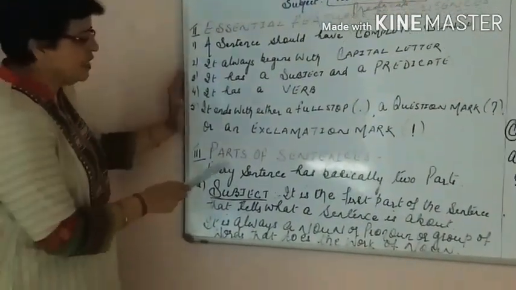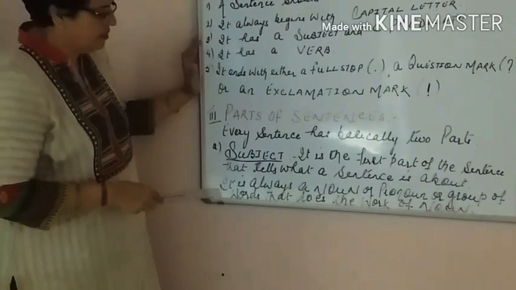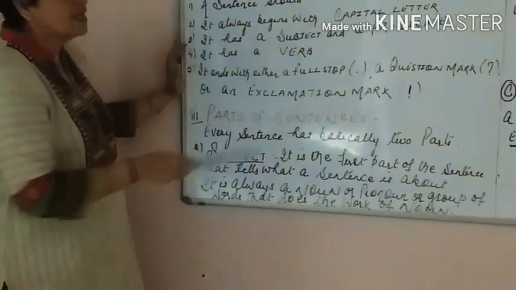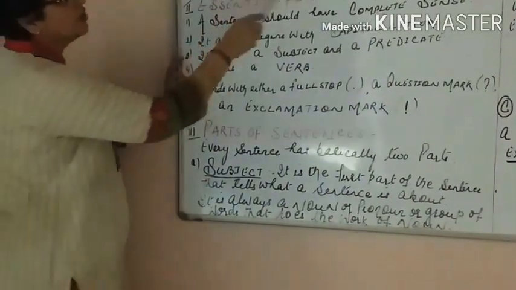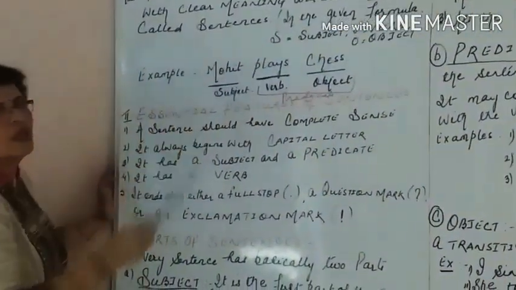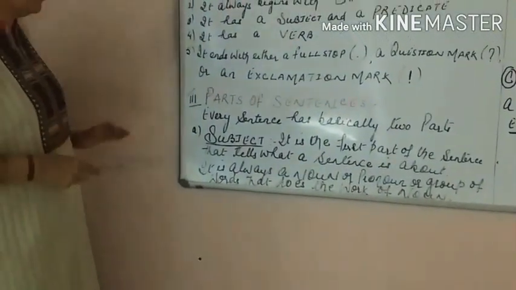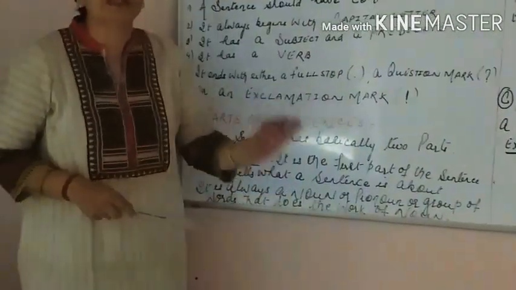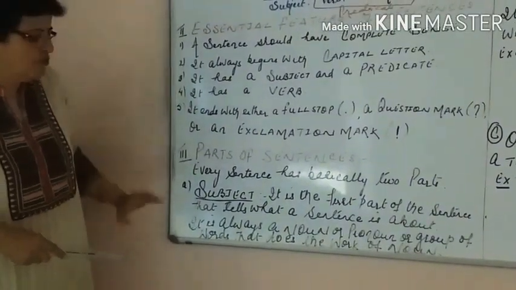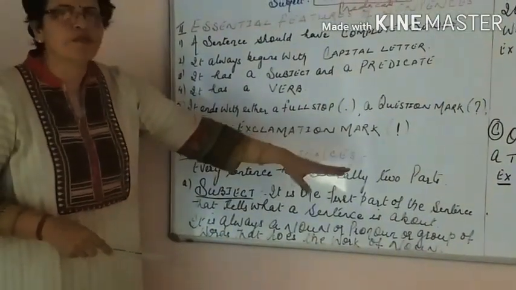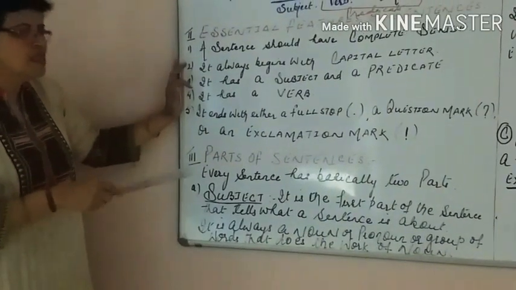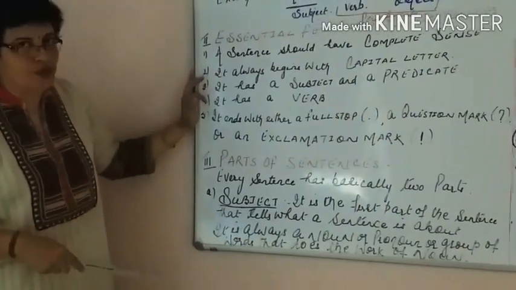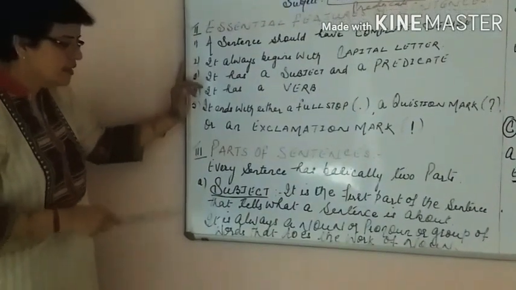The next part which we are taking is parts of sentences. Every sentence has basically two parts. Number one is subject, which I have shown in the given example also. I am defining the word subject. What is a subject? A subject is the first part of a sentence that tells what the sentence is about. It is called a subject.